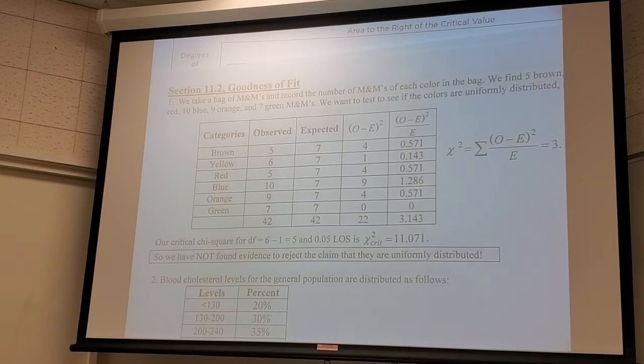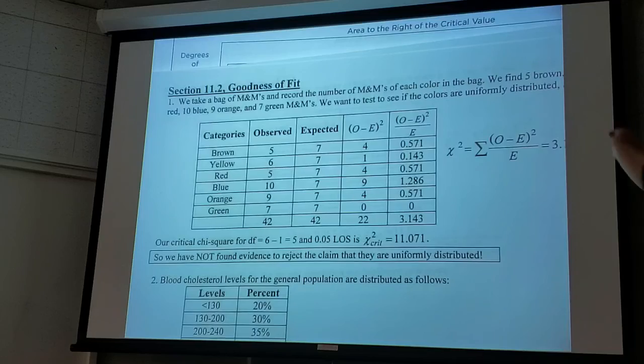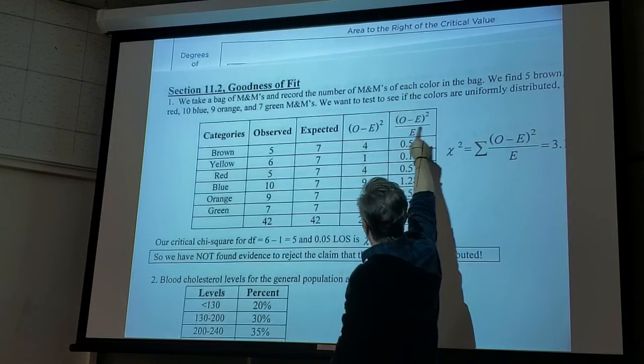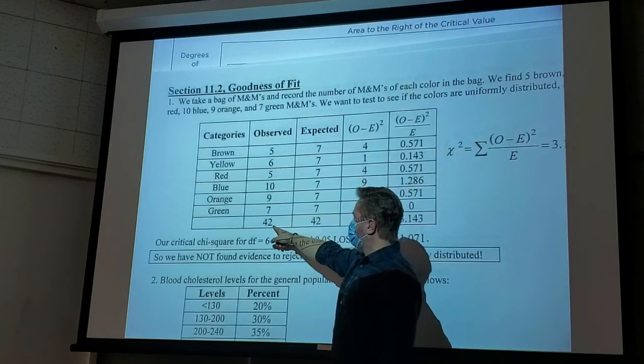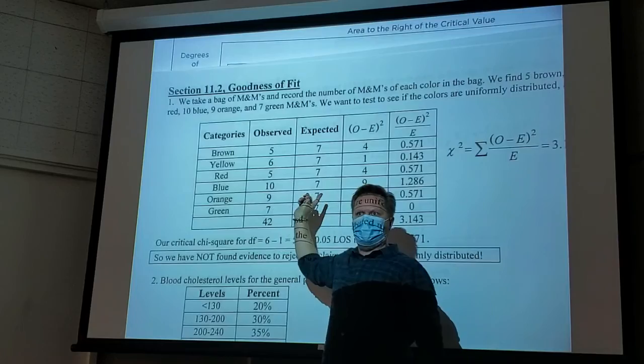So how did I get 7 in the expected? You see where it says 7, 7, 7. How did I get those 7s? 42 divided by the, of course. Now, please let that make sense. If the expectation is that they're uniformly distributed, I have to take however many total I've got, 42, and I have to divide it evenly amongst all the categories. So 42 divided by 6 in this case.